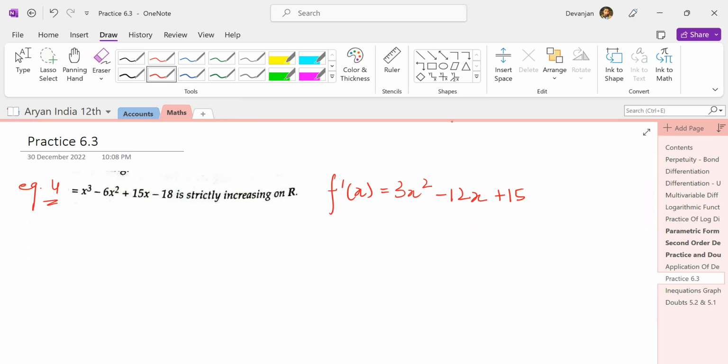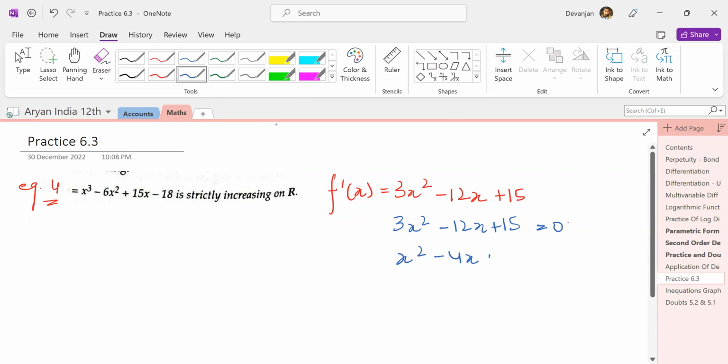So then you do it like this. You take the numbers, you do it like this. 3x square minus 12x plus 15 equal to 0. So then it will become x square minus 4x plus 5 equal to 0. Now we will use something known as the perfect square method.